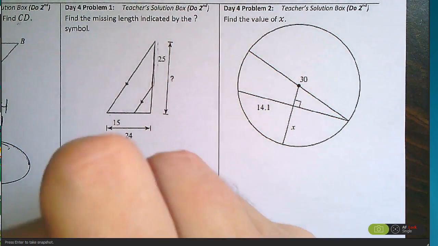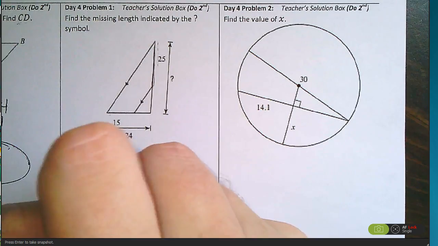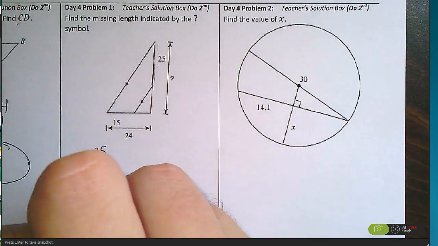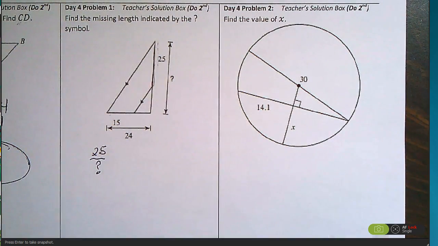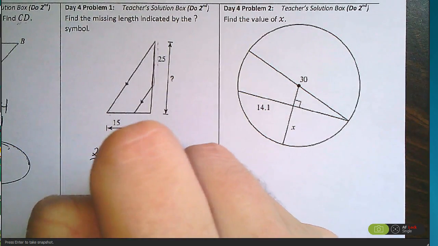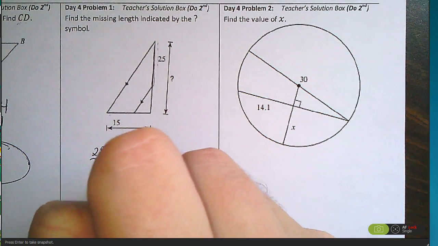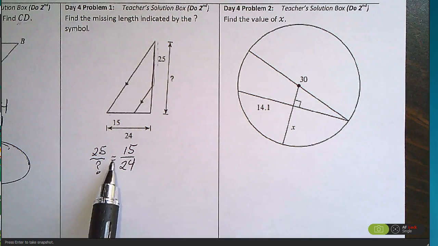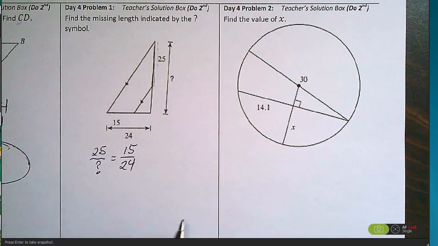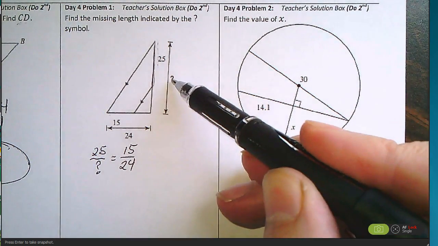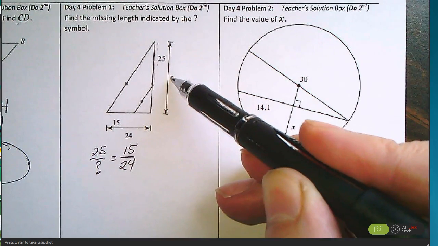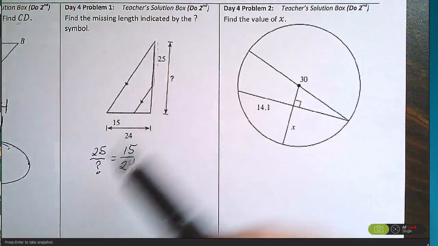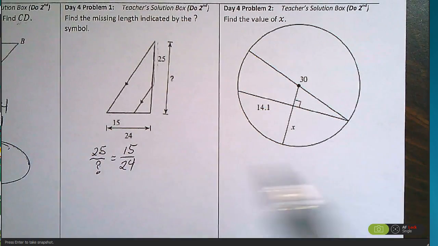That proportion would look like this. The 25 piece is to the question mark piece as the 15 is to the 24. So a proportion is an equation that has fractions on both sides. If you don't like having a question mark as the unknown piece, you could put a variable there, for example, x, so that you have a variable in the equation instead of a question mark.